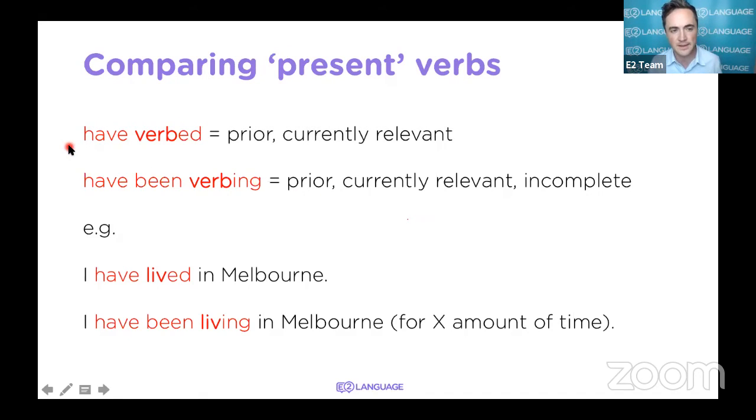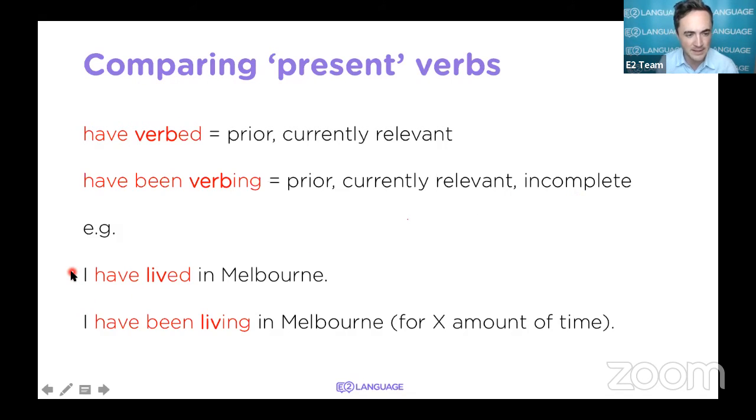So let's look at the difference between these two. So have verbs, so have eaten, for example. Prior, currently relevant. So somebody says, oh, do you want to get some lunch? And you say, oh, I've eaten. So it's prior, but it's currently relevant. I have eaten. Versus prior, currently relevant and incomplete. So I have been eating. So you can say, oh, I've been eating this spaghetti for the last 2 hours. It's incomplete. I haven't finished the spaghetti.